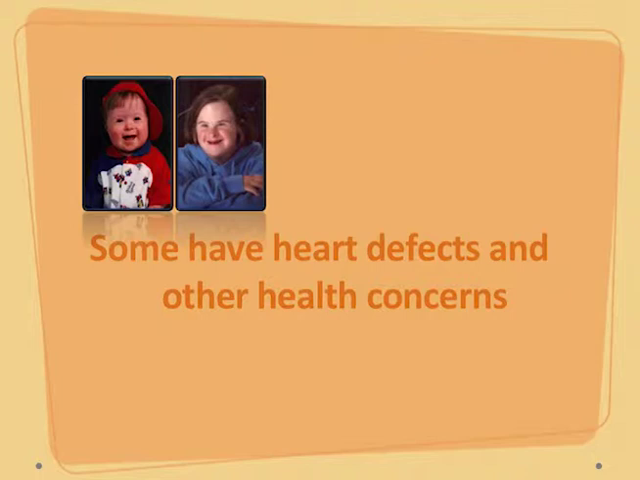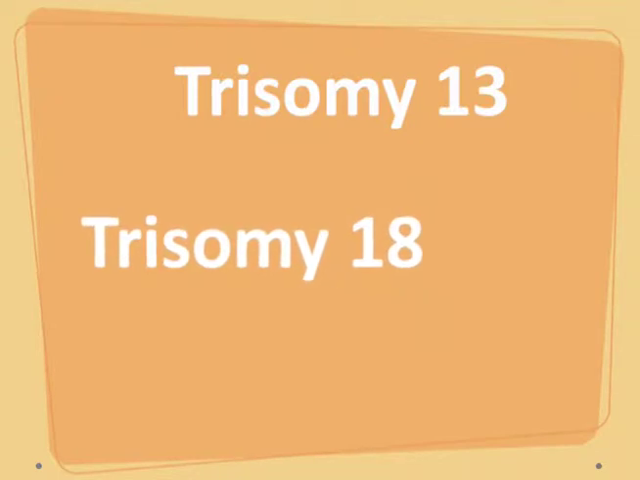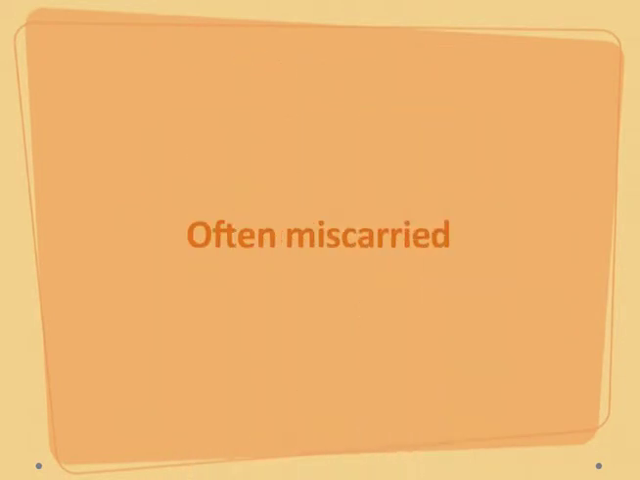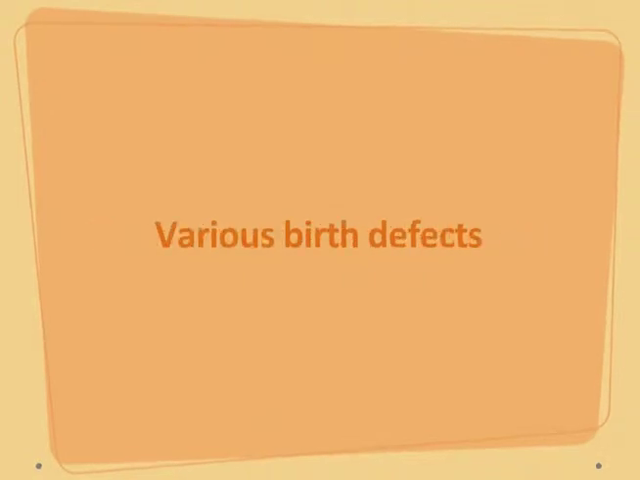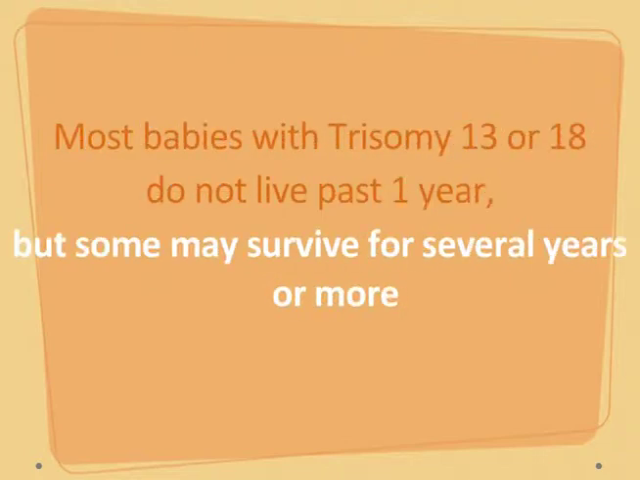Less common chromosome abnormalities are called trisomy 13 and trisomy 18, which are caused by an extra copy of chromosome number 13 or 18 in each cell. Babies with trisomy 13 or 18 are often miscarried. Those that survive the pregnancy have severe intellectual disabilities and various birth defects, including heart defects. Most babies with trisomy 13 or 18 do not live past 1 year of age, but some may survive for several years or more.